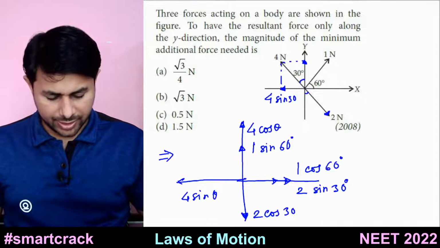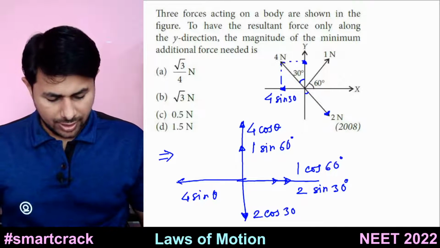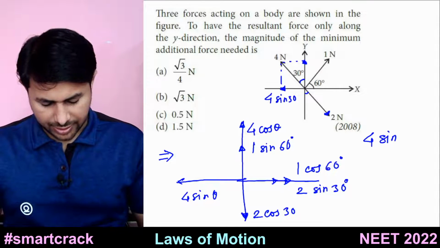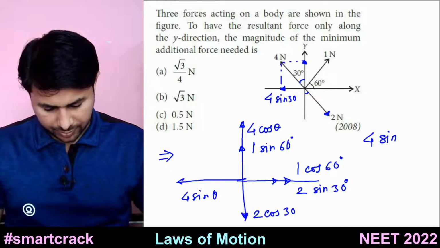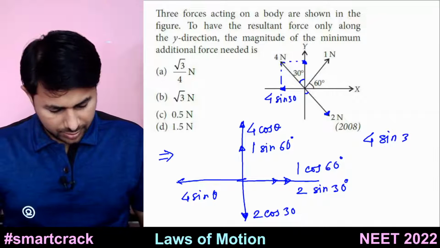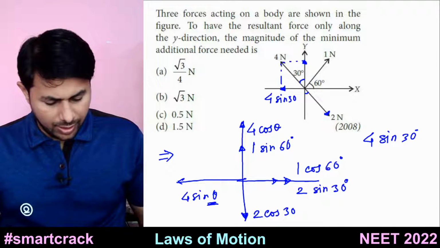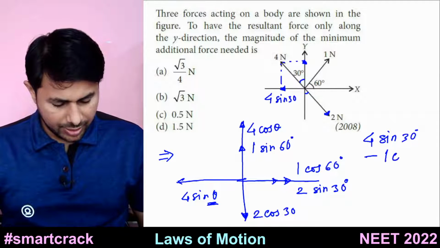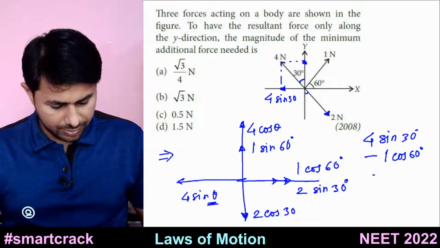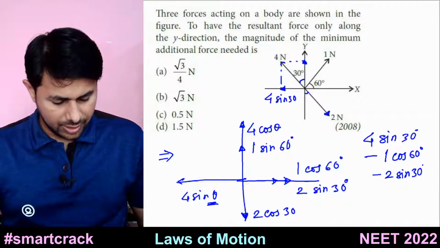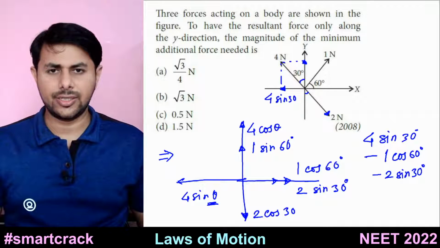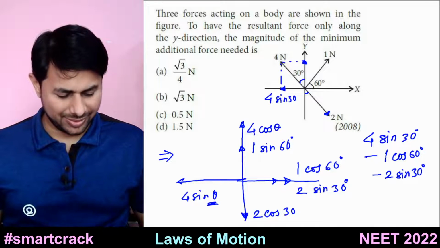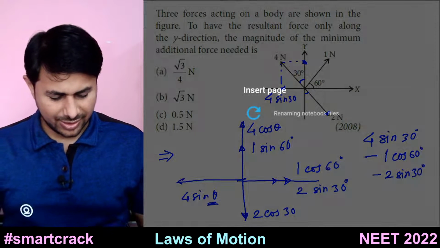So let's calculate the resultant of these forces in the x direction. It is 4 sin 30, where theta is 30, right? Minus, because these are in opposite directions, 1 cos 60, minus 2 sin 30. So how much is sin 30? Sin 30 is half. And cos 60 is also half. Okay, so that's good. Saves us calculations.